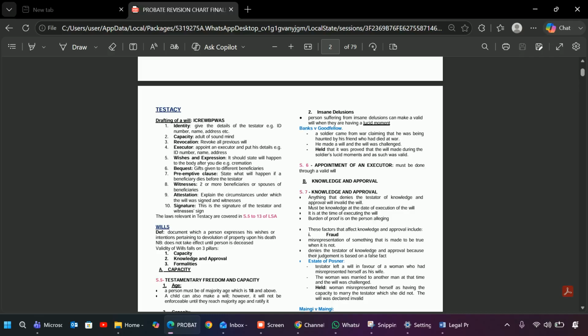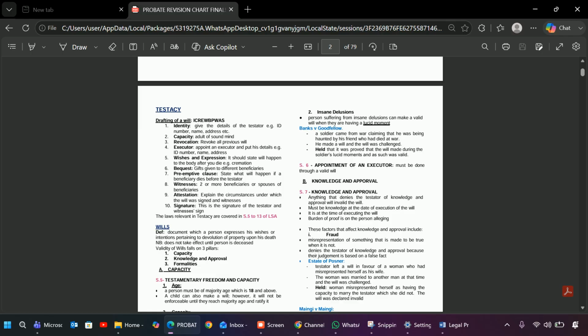And in the case of Banks versus Goodfellow, a soldier came from war claiming that he was being haunted by his friend who had died at war. He made a will and the will was challenged. It was held that it was proved the will was made during the soldier's lucid moment and as such was valid. Banks versus Goodfellow decision.